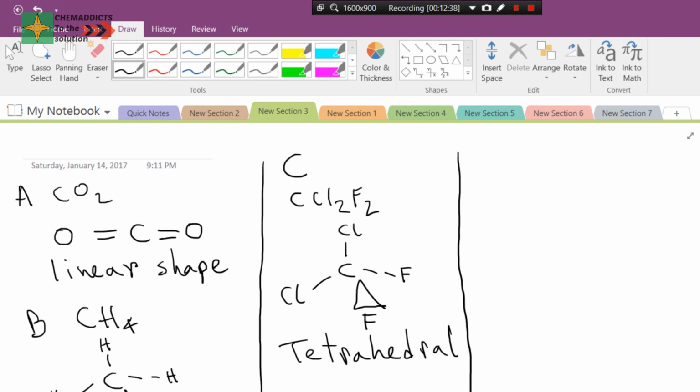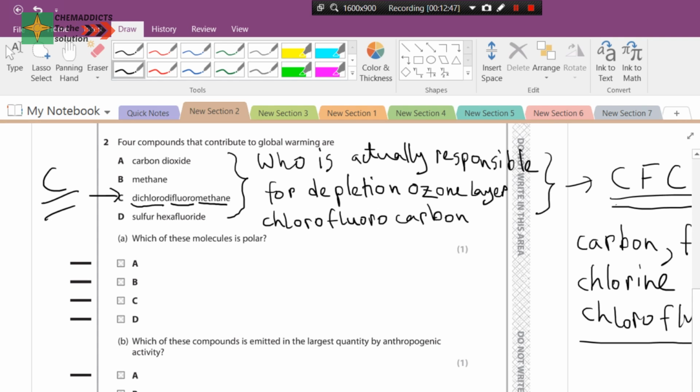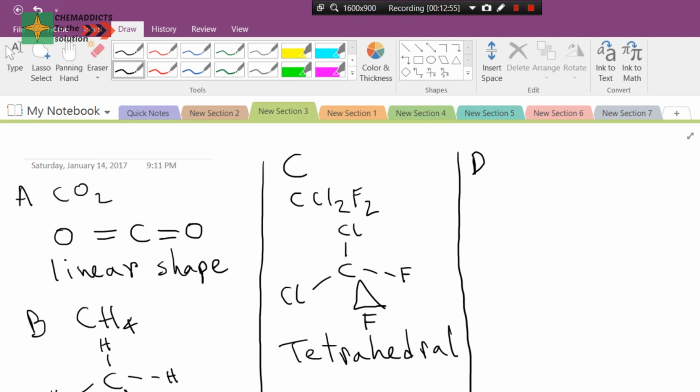Now let's have a look at option D. The only option we are left with here is D. So option D is sulfur hexafluoride. I know you can guess that D would be the answer, since it's the only option we are left with. Okay, let's see why. The molecular formula for sulfur hexafluoride is SF6. Now let's have a look at the molecular structure of this molecule.